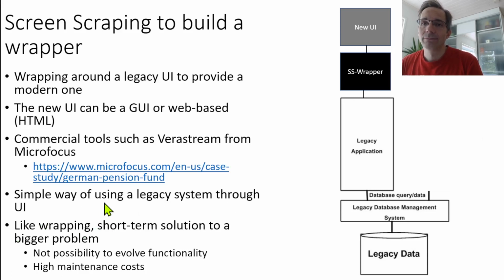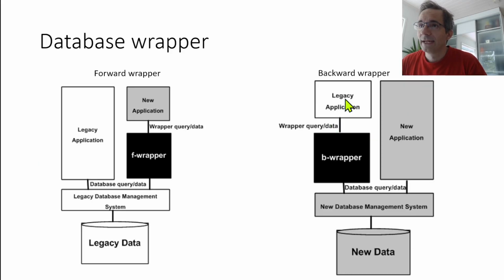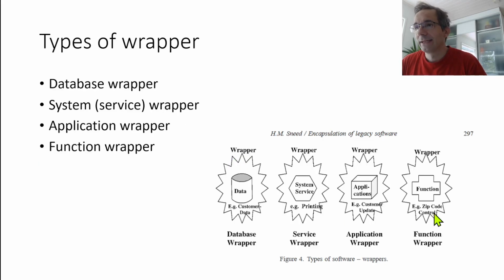And like with other wrapping solutions, this is a short-term solution. It doesn't have any possibility to evolve functionality, and it probably has high maintenance costs as well. But this is something that can get you started quite quickly. So as you can see, wrappers can be of different types. We can have a screen scrape wrapper, a database wrapper, function wrappers, application wrappers and server wrappers.